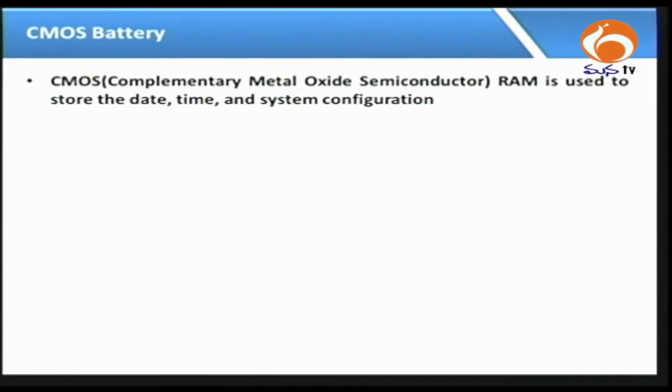Moreover, if the CMOS battery is drained or dead, your computer configuration and system date and time will not be updated. Every time you need to reset the system date and time as well as the configuration. For that reason you have to replace the CMOS battery with a new one. Let's see CMOS. Look at the screen. CMOS stands for complementary metal oxide semiconductor RAM. It is a RAM used to store the date and time and system configuration. CMOS RAM or CMOS chip.